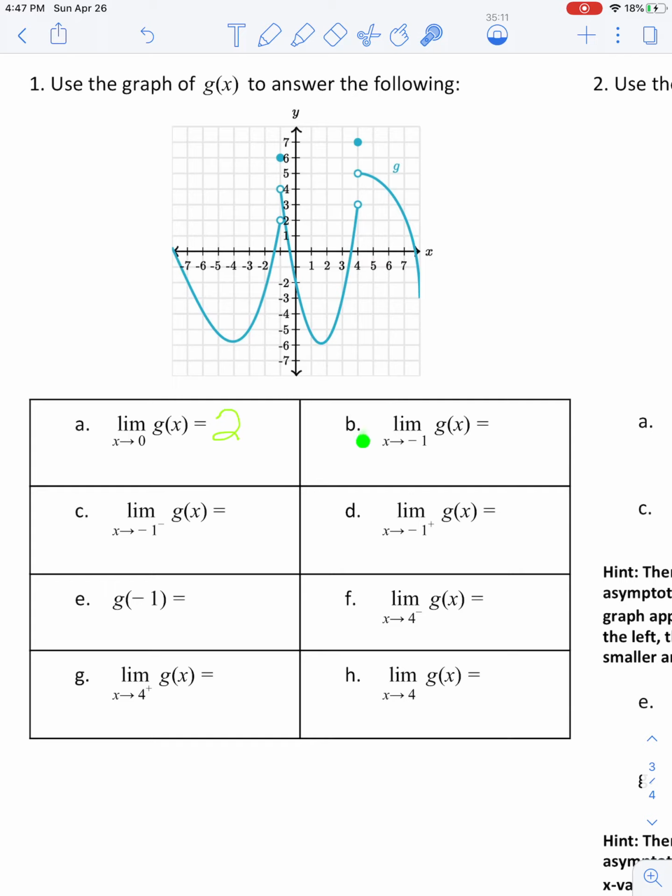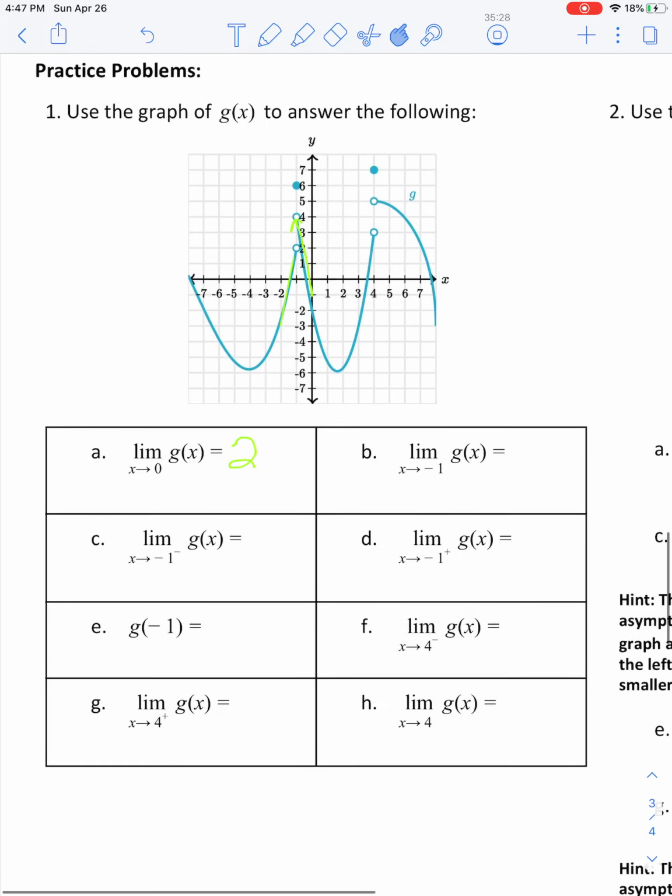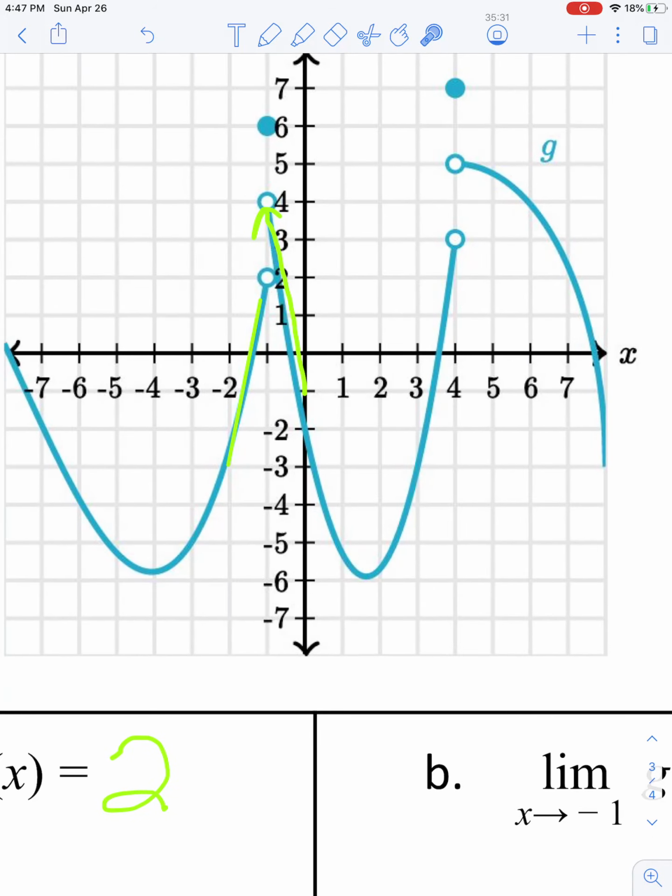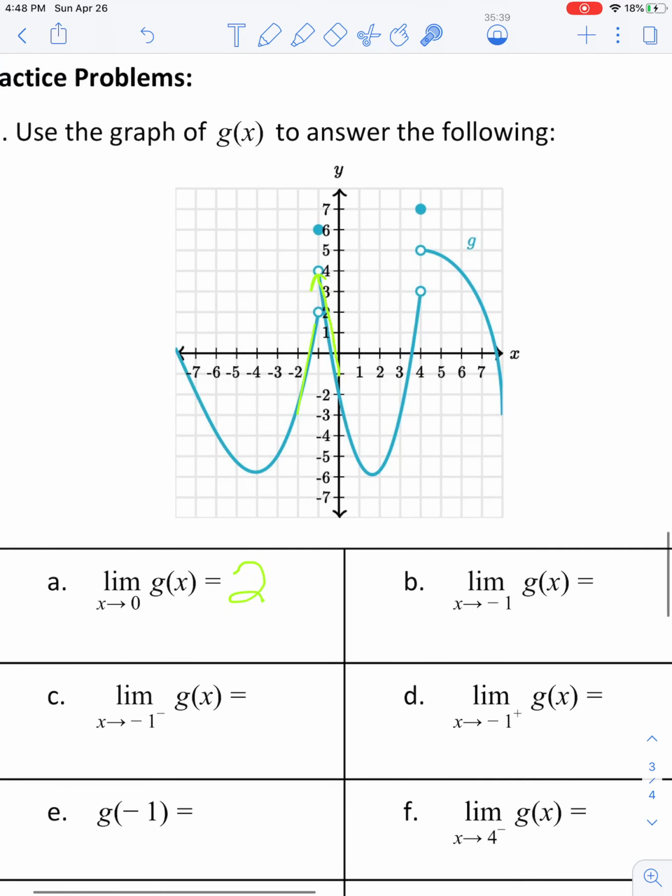Next, we want to look at the limit as x approaches -1 of g of x. So we're going to trace from the left and from the right. From the left as we approach -1, and from the right as we approach -1, notice what's happening. If you zoom in, you can see pretty clearly that from the left-hand side, we're approaching 2, and from the right-hand side, we're approaching 4. And we discussed in the notes that if our left and our right-hand limit don't match up, the limit does not exist.